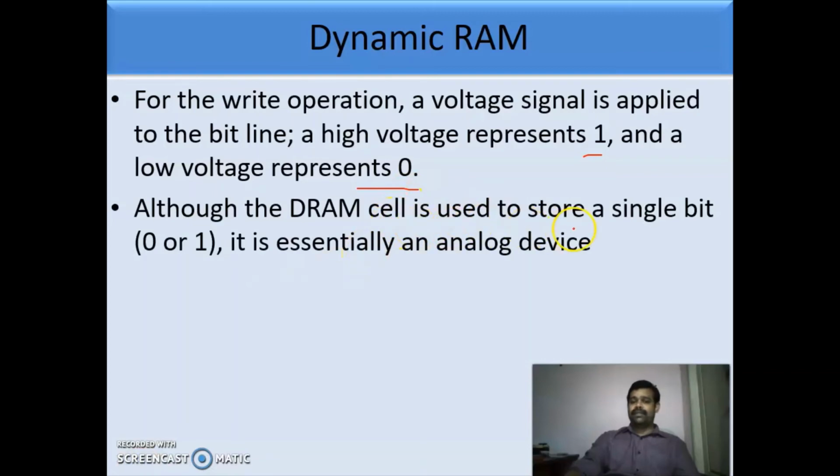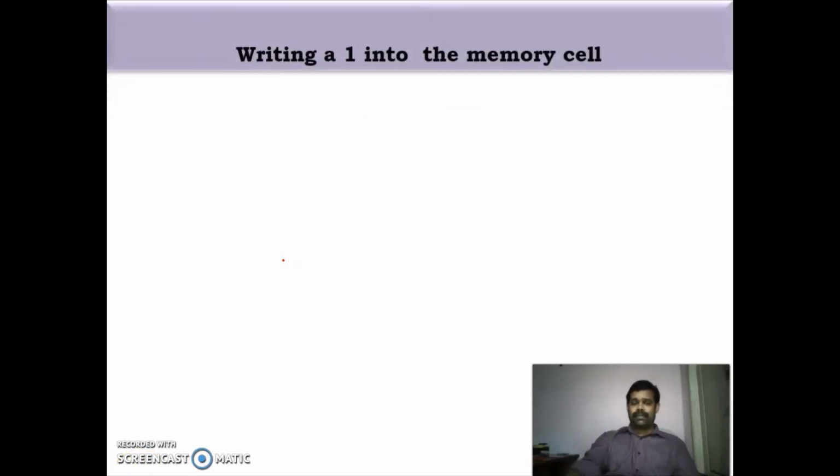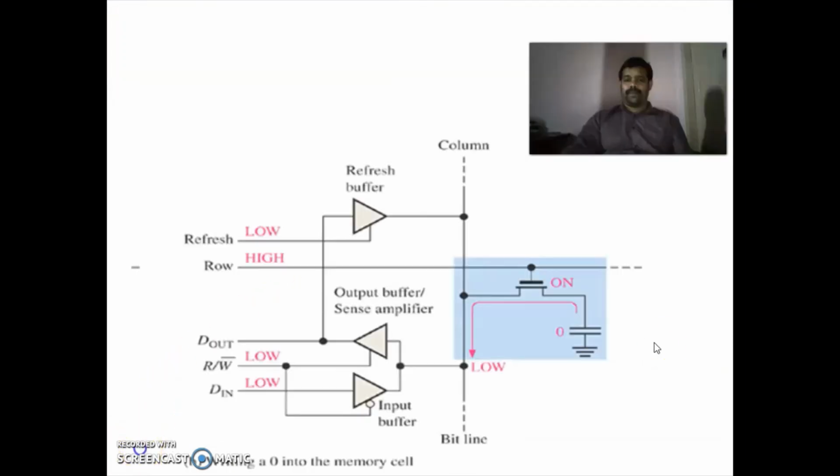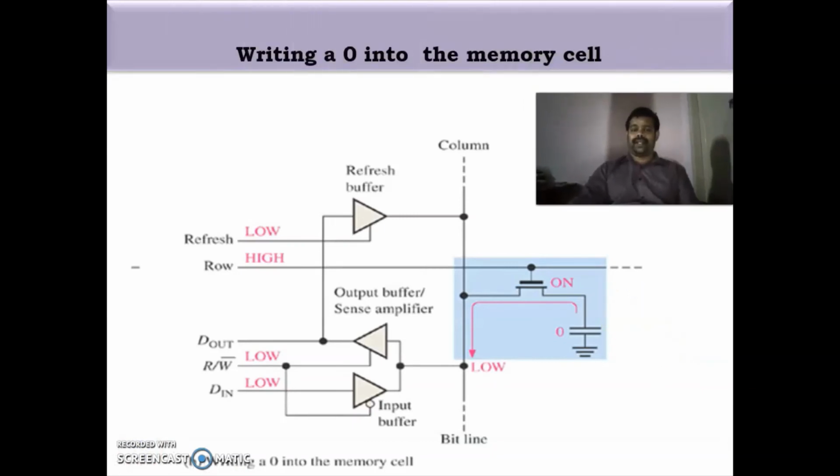Although a DRAM cell is used to store a single bit, it is essentially an analog device. The static RAM is a digital device and this dynamic RAM is an analog device. So how do we write a 1 into the memory cell? Now we are going to study how to write a 0 into the memory cell.